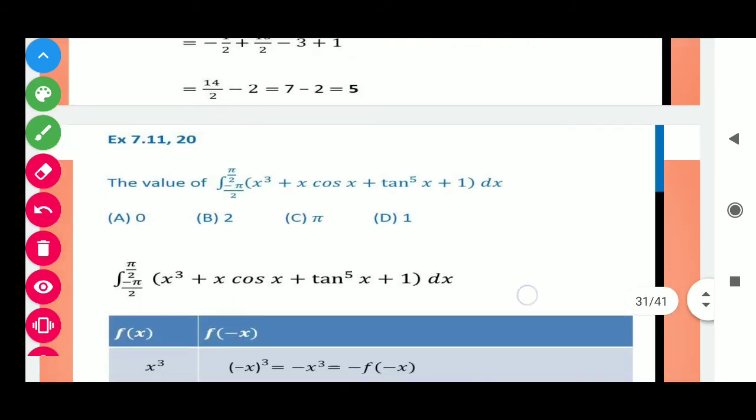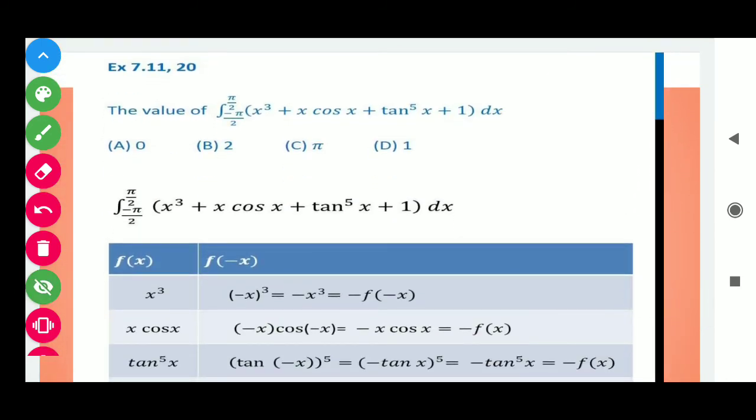Now students, here we have question number 20. The value of integral from minus 90 to 90 and the integrand is x cube plus x cos x plus tan raised to power 5x plus 1. You have to click one option which is appropriate. So students, in this question you can observe that the limits are same, numerically same, but opposite in sign. In that case, we check the function, whether the function is even or odd.